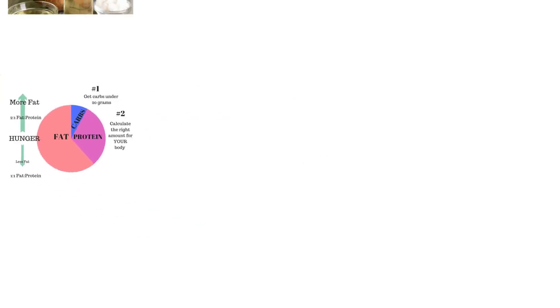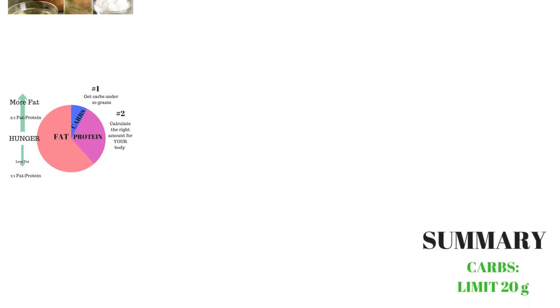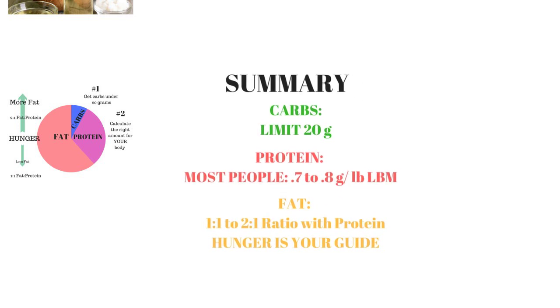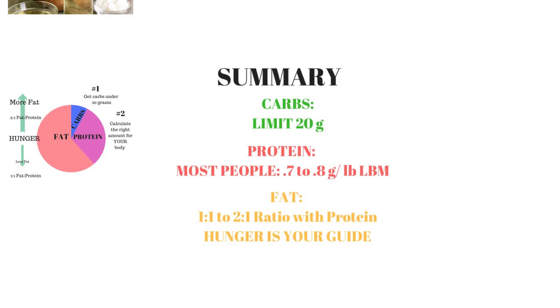Okay, so quick summary, because I just went over a lot of information. Number 1, carbs. You're limiting those to 20 grams. Number 2, protein. Most people are going to be in the 0.7 to 0.8 gram per pound of lean body mass range. You'll know if you're in any of the outlier categories. Fat is going to be between a 1-to-1 and a 2-to-1 ratio with protein, and hunger is your guide.